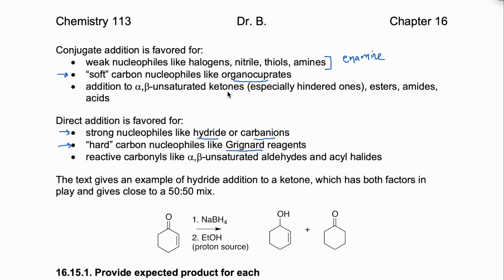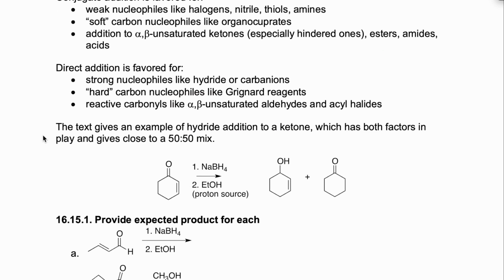The carbonyl itself does play a role. If the carbonyl is less reactive, if it's an alpha beta unsaturated ketone, especially if it's hindered, or if it's an ester or an amide, those are less reactive than aldehydes and acid chlorides. So those could be more likely to undergo conjugate addition. If it's very reactive, like an aldehyde or an acid chloride, it's more likely to undergo direct addition.